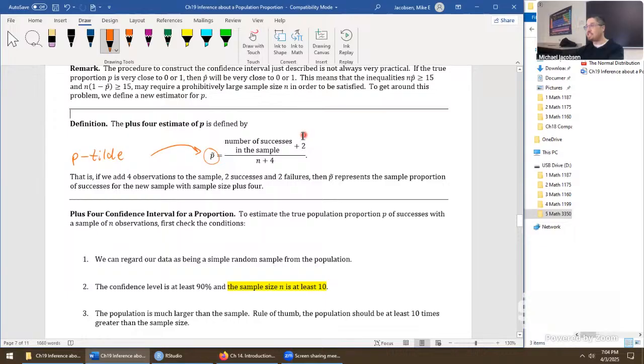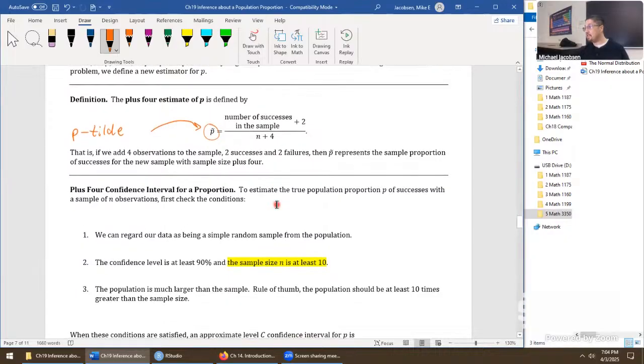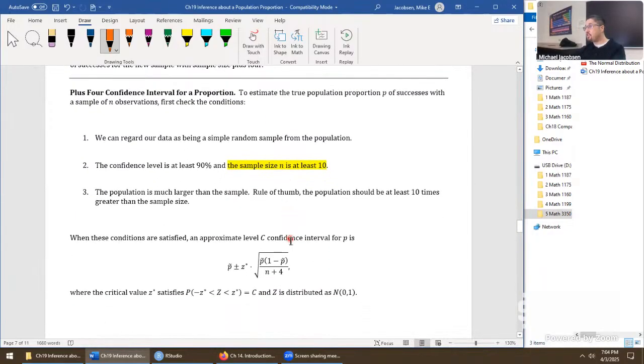So we added 2 successes, that's the +2. Because we also added 2 failures, the sample size in the denominator has gone up by 4. We have to really think about, what does this do for us if we're about to use this estimator? Because it seems just so very, very weird. Let's jump through the conditions for the moment and look down here. When the conditions are satisfied, well, let's actually look at the conditions. There's not much to say.